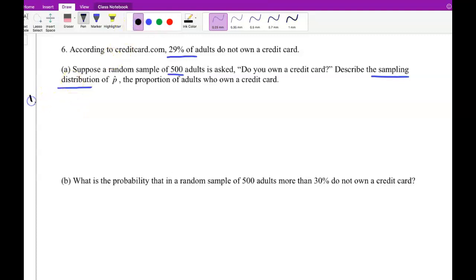The first part is: do we have a normal distribution? Can we answer that, that n times p times q is greater than or equal to 10? We have that one. So n is 500, so 500 times p, which is 29%. Using that p, q is 1 minus p, so it's 0.71.